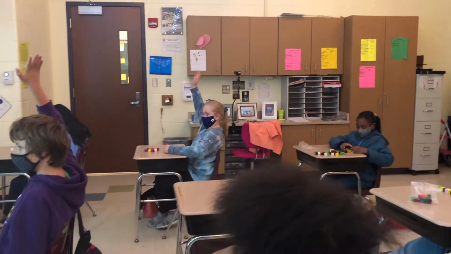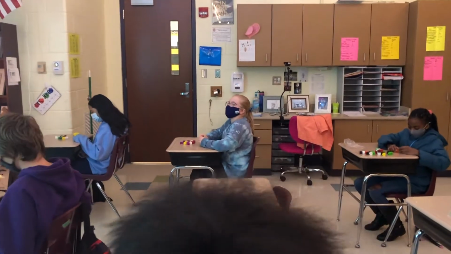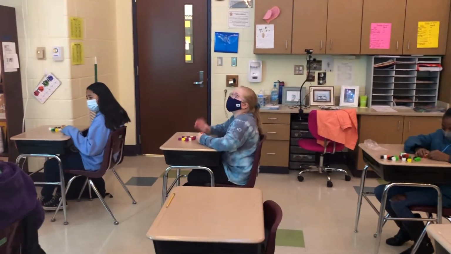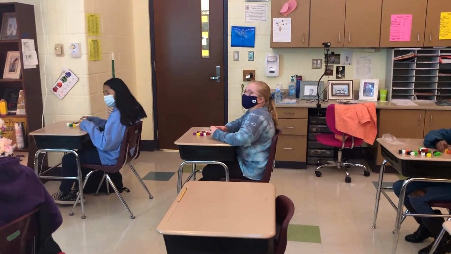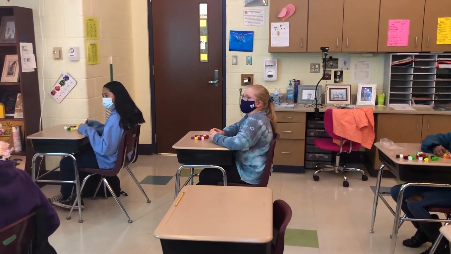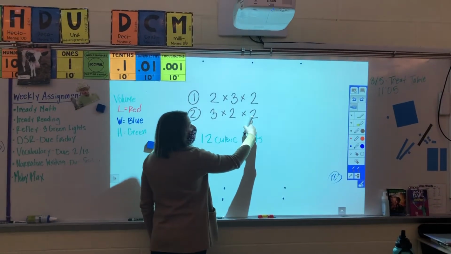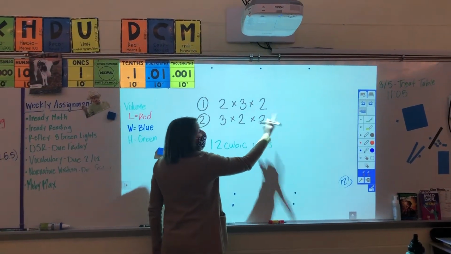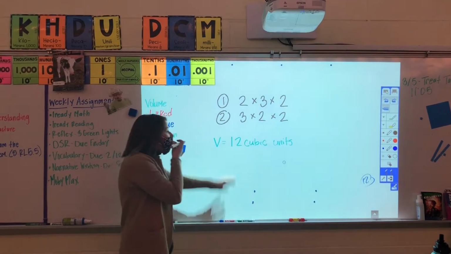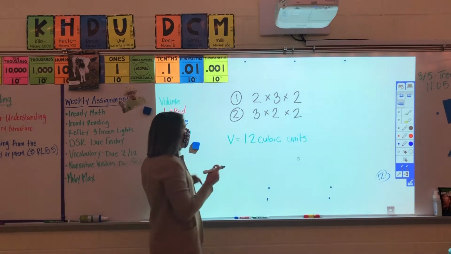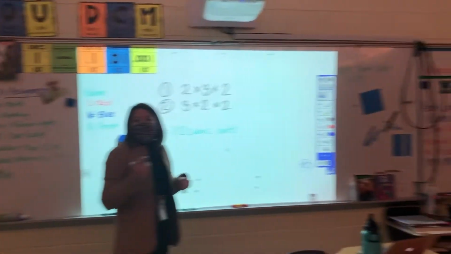All right, Addie. Start off with the length. The length is 3. Okay. The width is 2. Okay. And then the height is 2. All right. 3 times 2 is 6. 6 times 2 gives us? 12. Now, hers is correct, but they're different, and that's okay as long as it has a volume of 12 cubic units. All right, Emily, do you have a different prism?